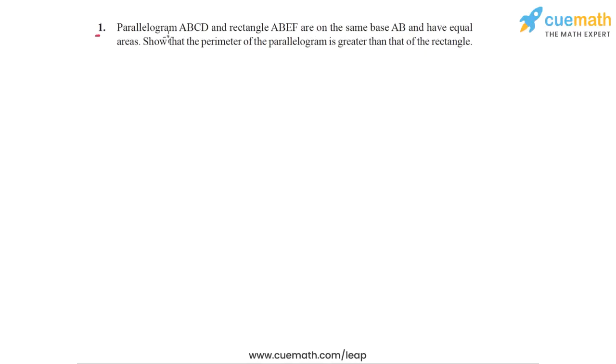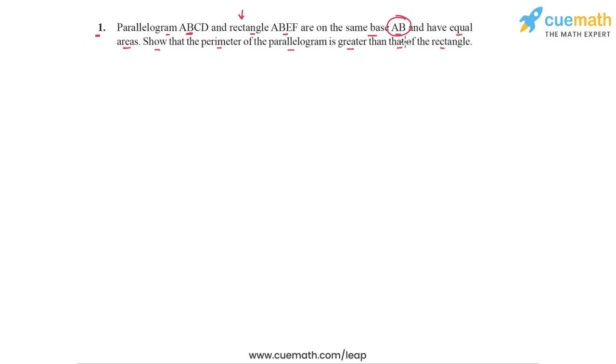Question 1 says that parallelogram ABCD and rectangle ABEF are on the same base AB and have equal areas. So we have two parallelograms, one of which is a rectangle. They are on the same base AB and they have equal areas, which means that they must be between the same parallels. Now we have to show that the perimeter of the parallelogram is greater than that of the rectangle.